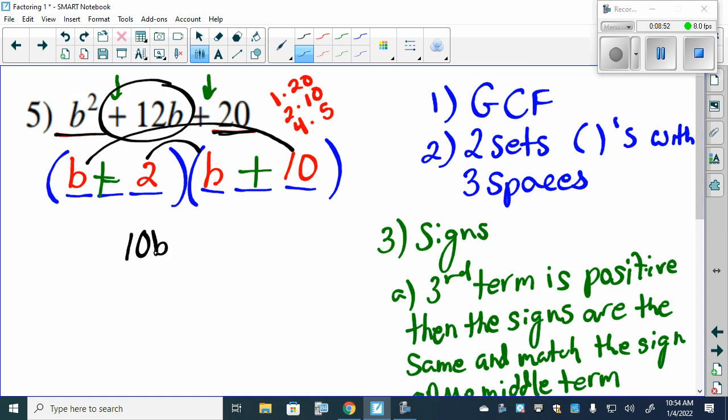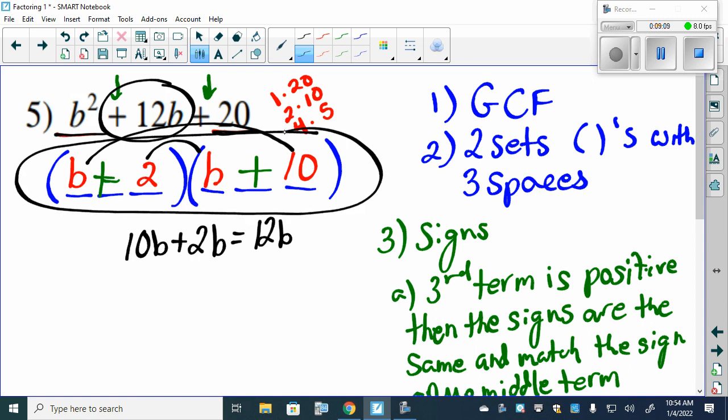2 times b is going to be plus 2b. And 10b plus 2b is 12b. And is positive 12b the middle term that we wanted? Yes. So that tells us that these two here are the factors of this polynomial expression, b squared plus 12b plus 20. And that's it.